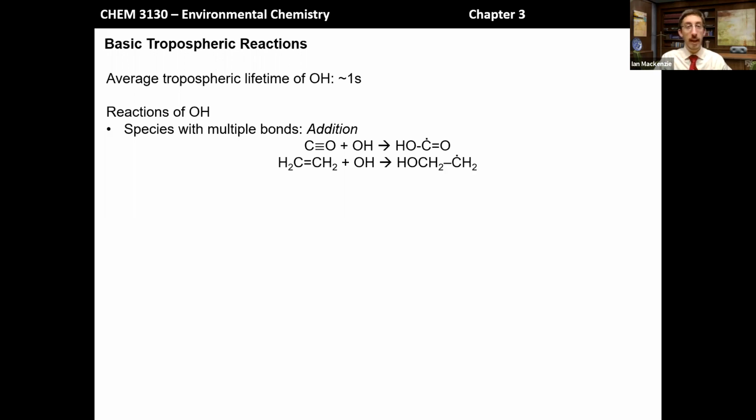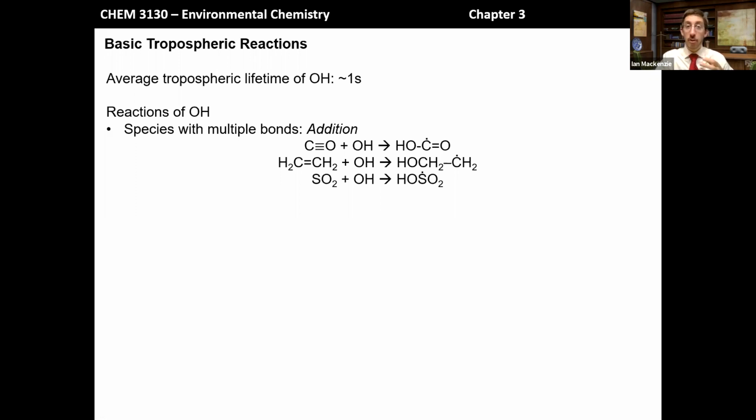Additionally, we can have addition of the hydroxyl radical here to a carbon-carbon double bond to generate, it simply adds to one of the carbons, and then you end up with the radical, the free radical on the other carbon. And then we could also have it add to, say, sulfur dioxide, where normally the sulfur has 2 double bonds to the 2 oxygens, and you add and end up with an unpaired electron on sulfur in this case.